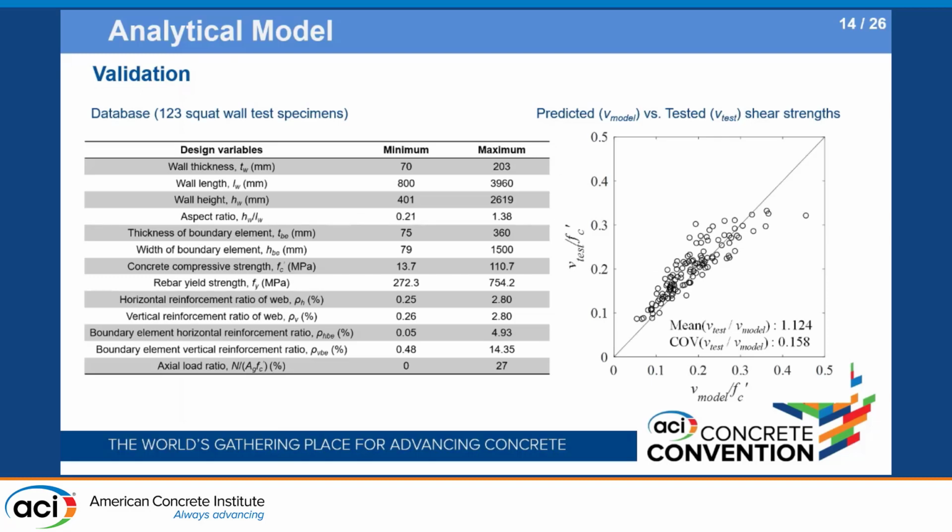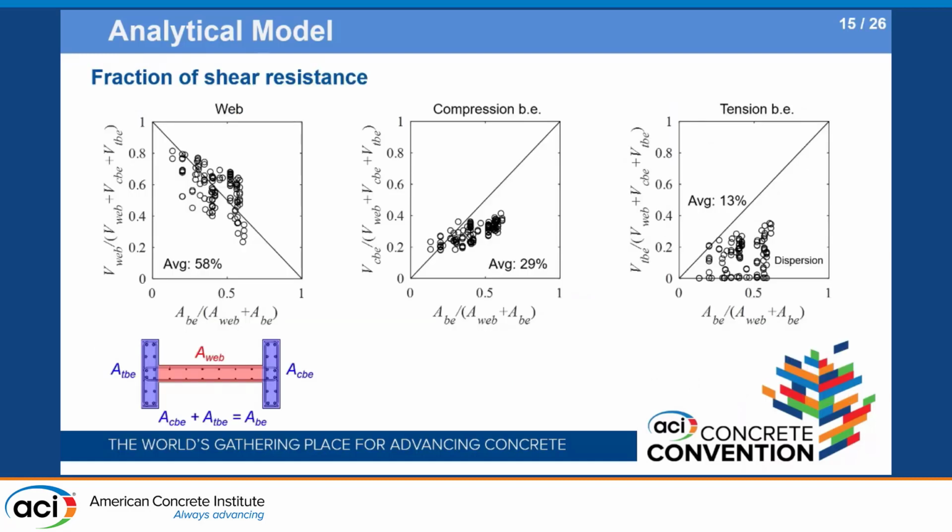So this model was validated using 123 squat walls, with aspect ratio, the ratio of height to length of the wall, varying from 0.2 to 0.4, and the prediction result was quite reasonable, with a mean safety factor of 1.12 and a coefficient of variation (COV) of 16%. One of the advantages of this model is that we can quantify the relative contribution of the shear strengths of the web, the compression boundary element, and the tension boundary element.